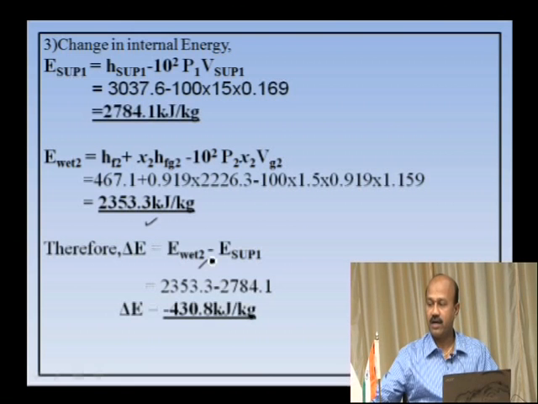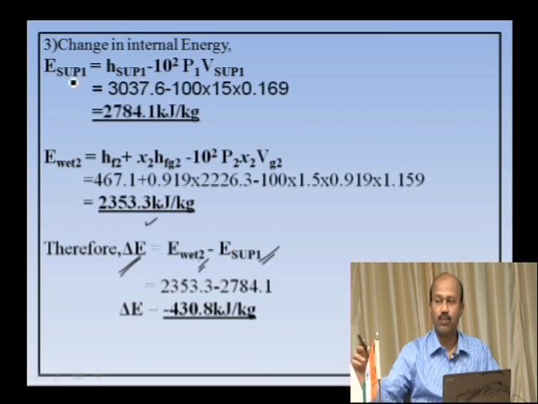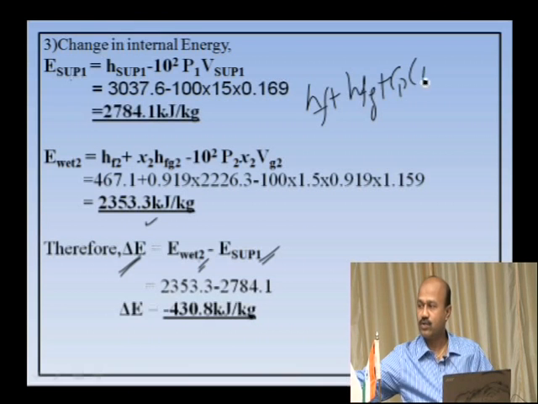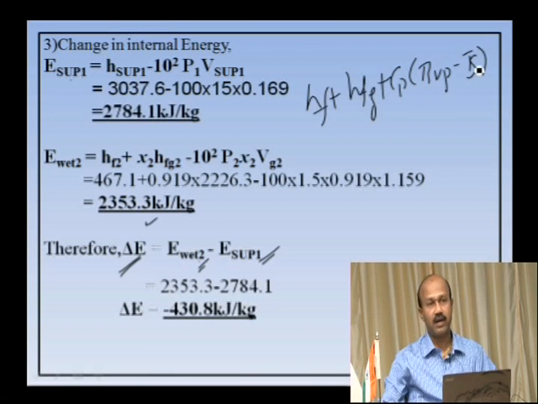Next, change in internal energy in a polytropic process, that is delta E, is equal to final condition minus initial condition. Final condition of steam is wet, initial condition is superheated, therefore change in energy delta E is equal to E_wet2 minus E_sup1. First find E_sup1. E_sup1 is nothing but h_sup1 minus 10^2 P1 v_sup1. So observe here, for this h_sup1 you can use this formula also, h_f plus h_fg plus Cp (T_sup minus T_sat). This we have used in all earlier cases.